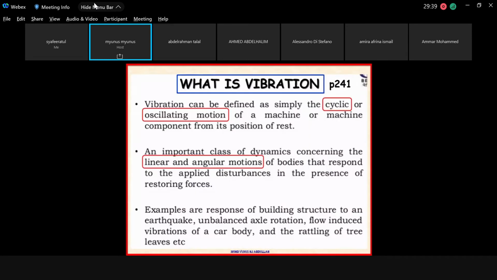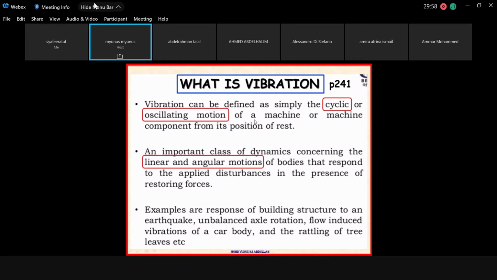This is another definition, perhaps, or introduction, of what vibration is all about. It can be defined by a cyclic or oscillating motion. It doesn't matter whether you're talking about a machine, a pendulum, or a simple thing.